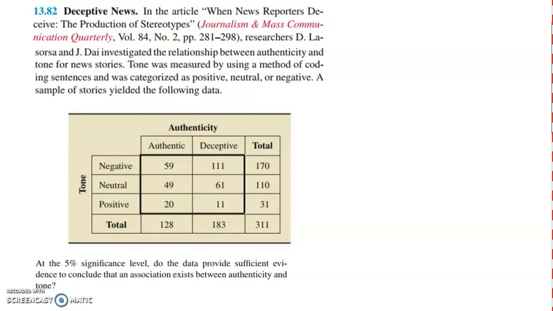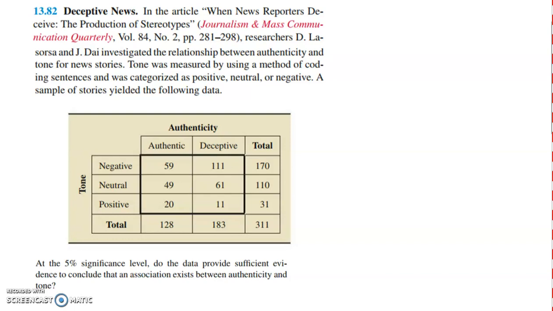This video will look at the chi-square test for independence. The test for independence looks to determine if there is an association between two variables of bivariate data. So let's take a look at this problem.